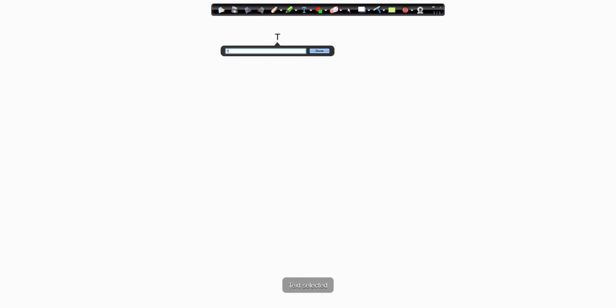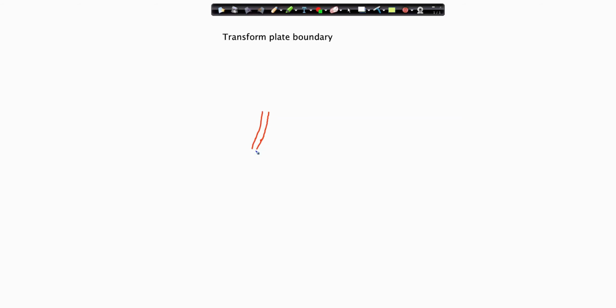Transform plate boundaries do not create or destroy crust. So divergent plate boundaries create crust, convergent plate boundaries destroy crust, and transform plate boundaries do neither. Transform plate boundaries generally accommodate the other stresses of plate boundaries.